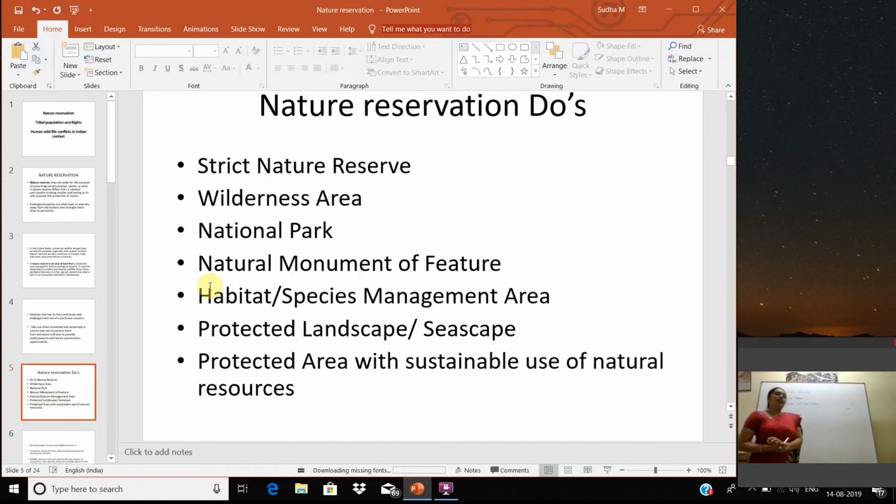So there are certain ways to preserve nature. For example, nature reservation. First, there should be a strict nature reserve where the habitat is proper and the environment is healthy. National parks have to be maintained even in all the towns and cities. Natural monuments should be there, because in another 20 years, if the endangered species is gone, the future generation will not know what kind of species it was. And also habitat and species management areas, and protected landscapes and seascapes, for aquatic animals and terrestrial animals, with sustainable use of natural resources. That is also very important.